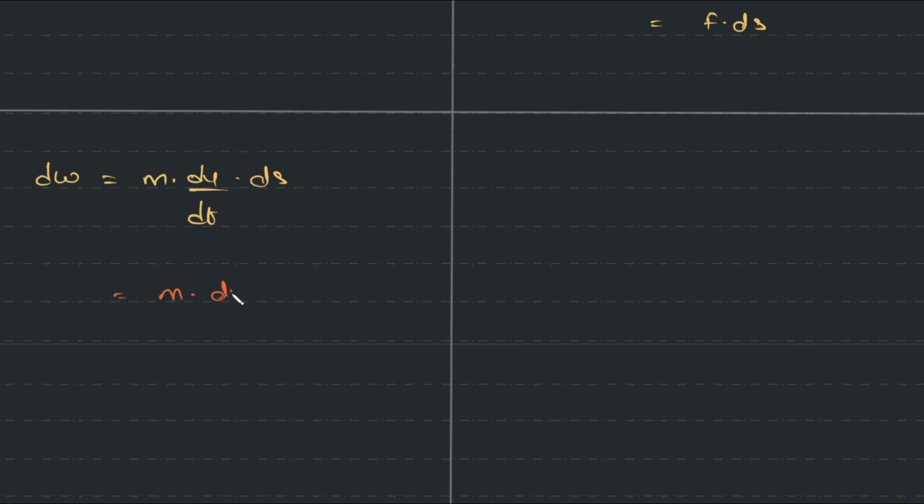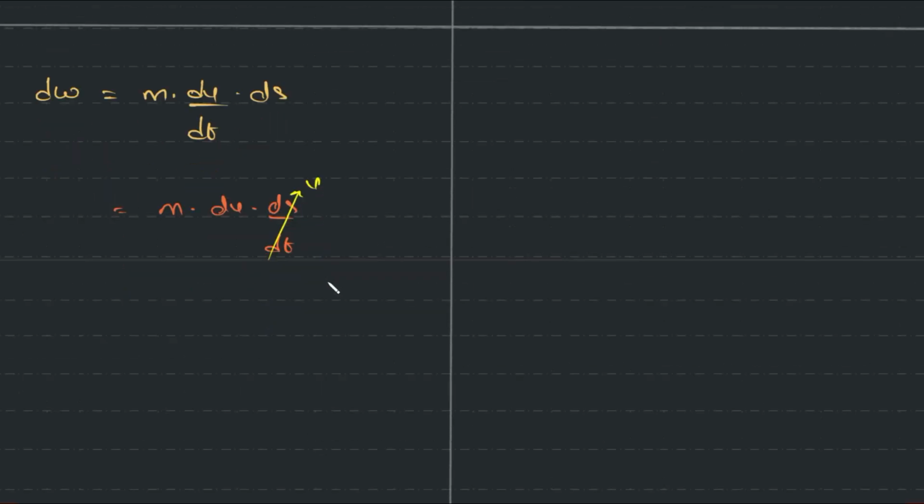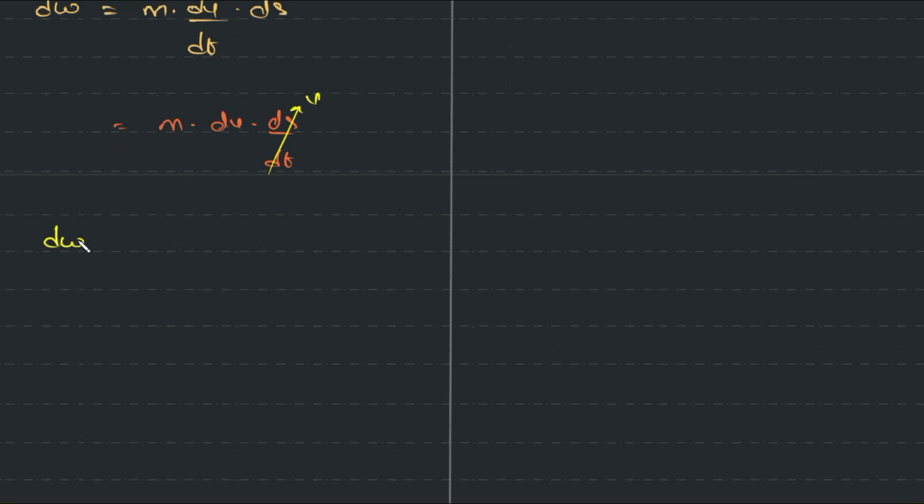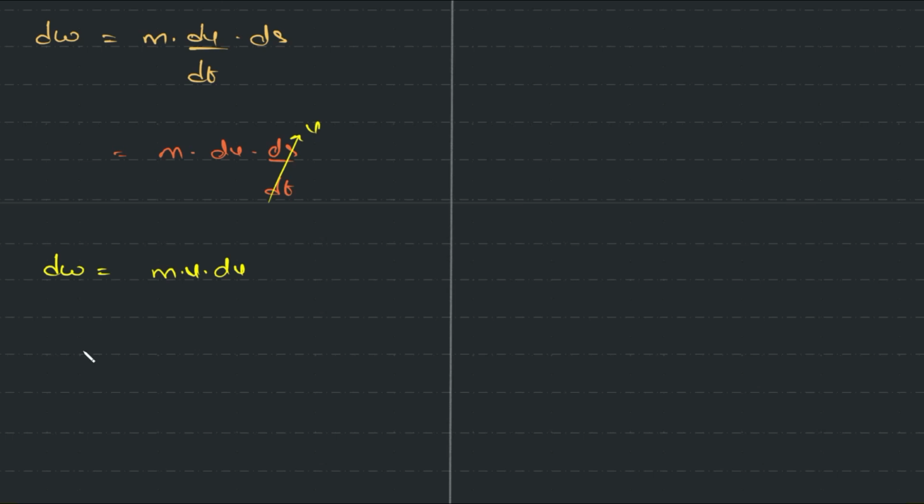So m dv ds by dt, and this is nothing but your velocity. So the small work that we get to see can also be expressed as mv dv, momentum times the change in velocity. So this is what we'll get to see. Okay, so as a continuation, if the applied force increases the velocity from say u to v, then the total work done will be, how do you find it?